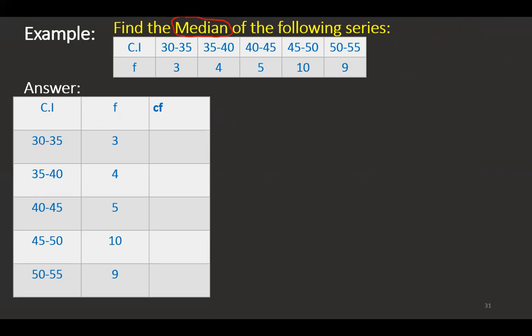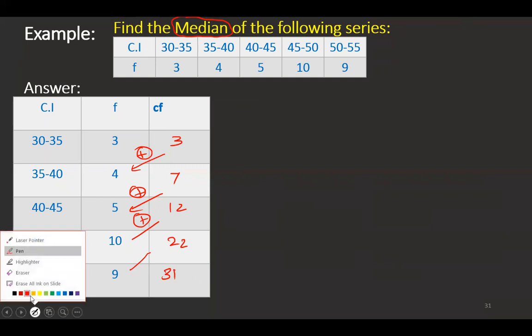So now, first check whether it is arranged. Okay, it is arranged already. If it is not, you have to arrange it pairwise. Then I'm going to find out the cumulative frequency as usual. So it is 3 as it is. Then 3 and 4, I'm going to add it. So it is 7. Then it is added. So it is 12. Then add it. It is 22. And you add it. It is 31. Okay, so now what I'm going to find out the next step.